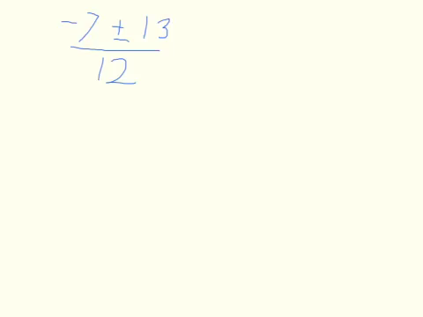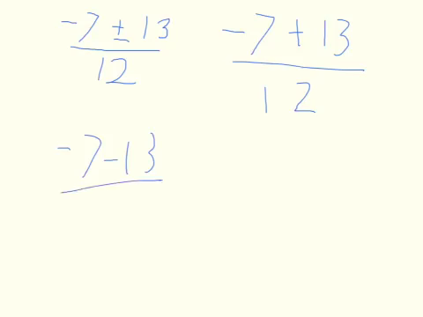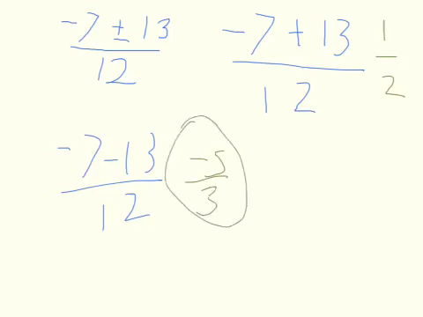At this point, you would split it up so that you get negative 7 plus 13 over 12 on one side, and then negative 7 minus 13 over 12 on the other side. When simplified, negative 7 plus 13 over 12 equals 1/2. When simplified, negative 7 minus 13 over 12 equals negative 5 thirds. These are your two solutions where the parabola crosses the x-axis.